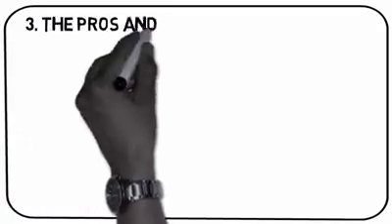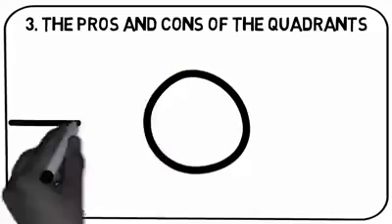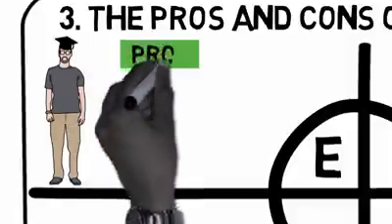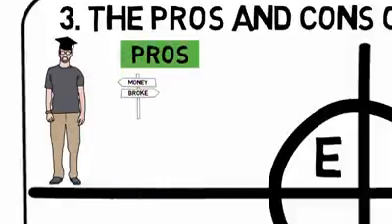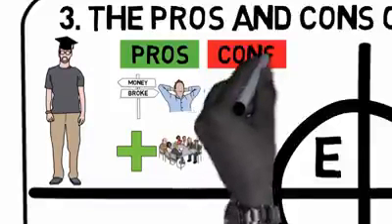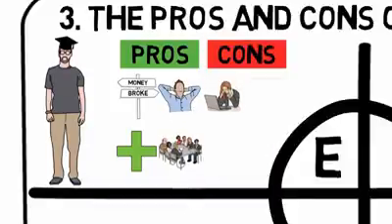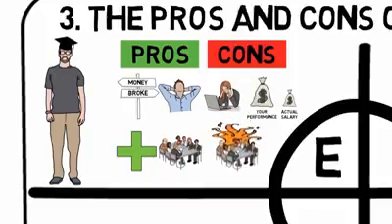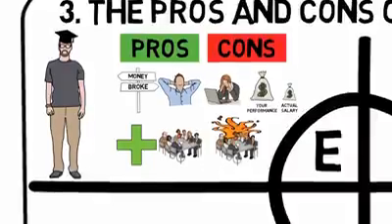Takeaway number 3. The pros and cons of the quadrants. E, the employee. Pros: reduced financial uncertainty, paid vacation, health insurance and other benefits, and colleagues. Cons: success means more work and less free time. Your performance is often higher than your salary, if you are not a slacker, that is, and colleagues, especially bosses.